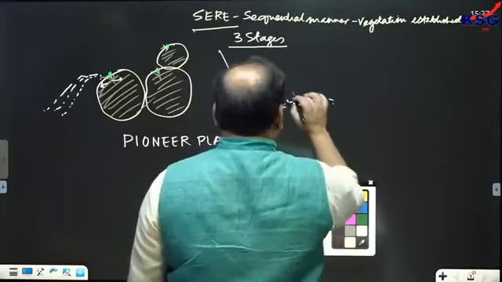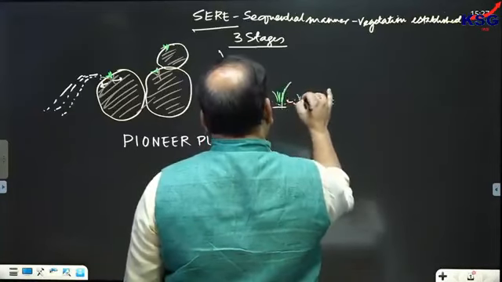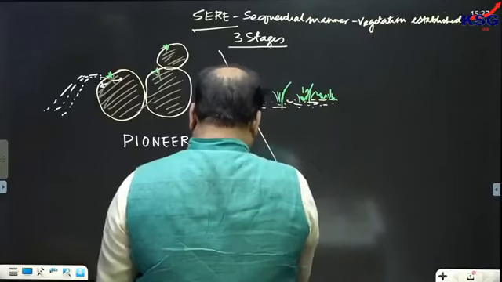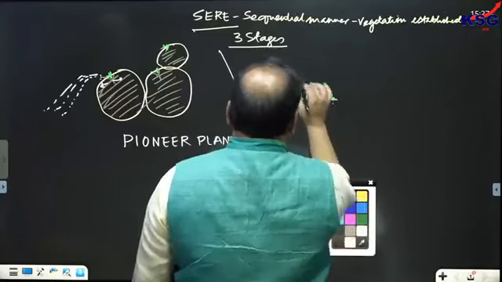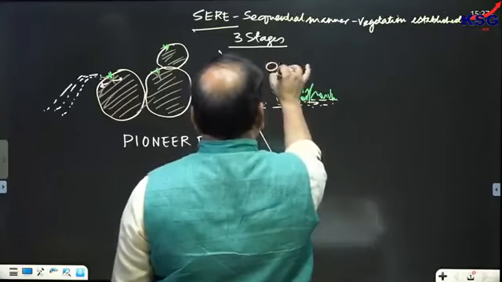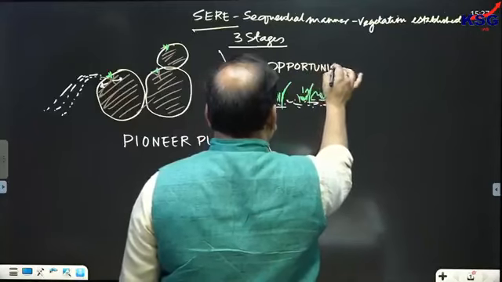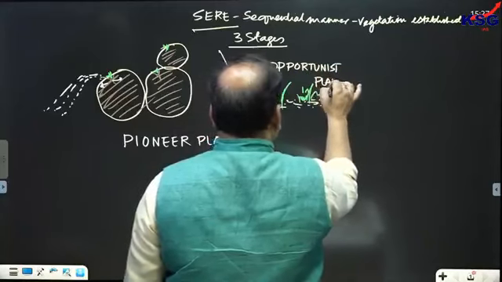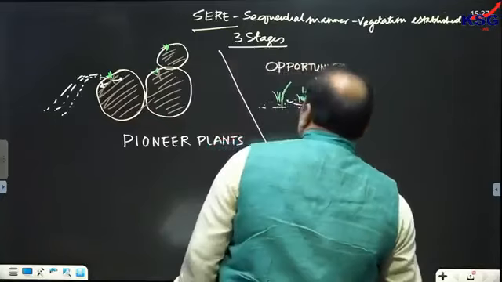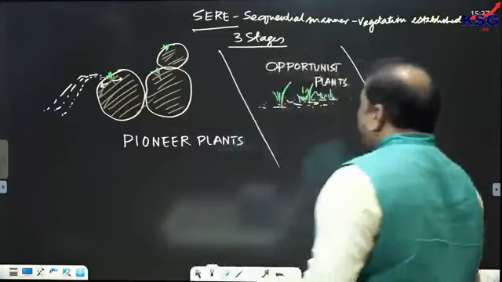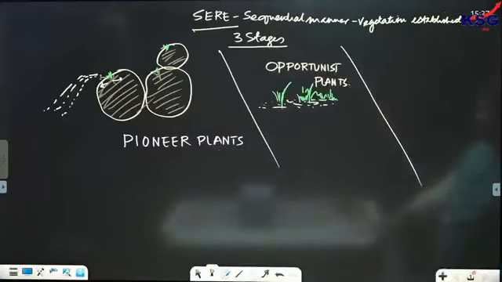Now see, after the formation of soil, small vegetation in this area would be growing. For example, grasses, herbs, or shrubs. Now they would be called what? They would be called opportunist plants. And why so? Because the grasses and herbs would be surviving for 1 or 2 years and then they die.